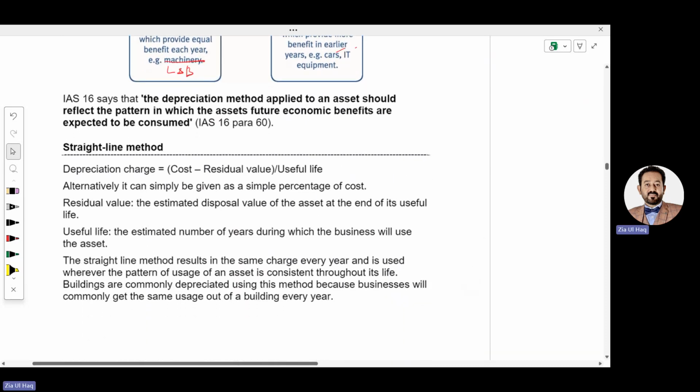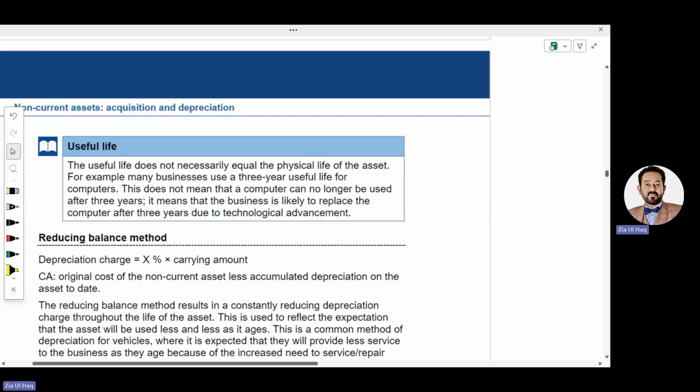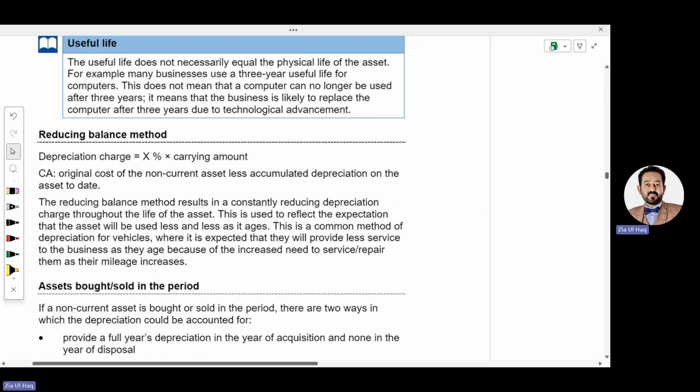And using straight line method, what is the formula? Cost less residual value over useful life. And using reducing balance method, rate into net book value or carrying value.